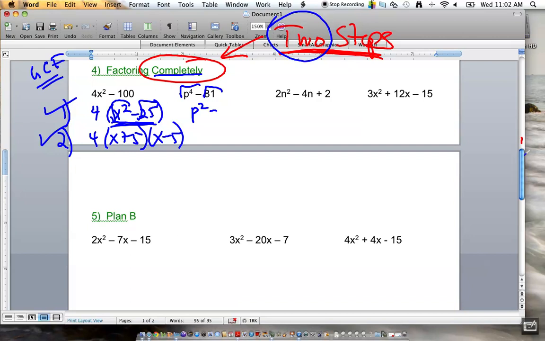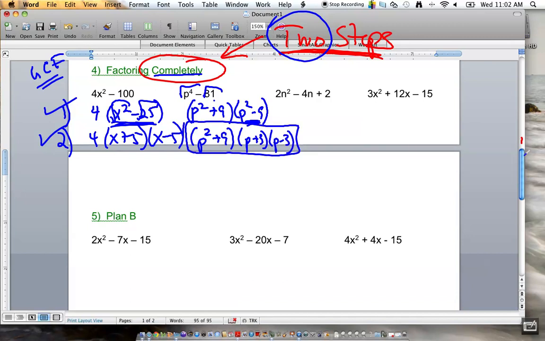p squared plus 9, p squared what? Minus. Look at that, I can factor that one. The p squared plus 9 stays the same. There is no sum of two perfect squares. But this guy could become p plus 3, p minus 3. And my answer is all of these. You have to include all of the factors. The 4, the x plus 5, the x minus 5. The p squared plus 9, the p plus 3, the p minus 3.